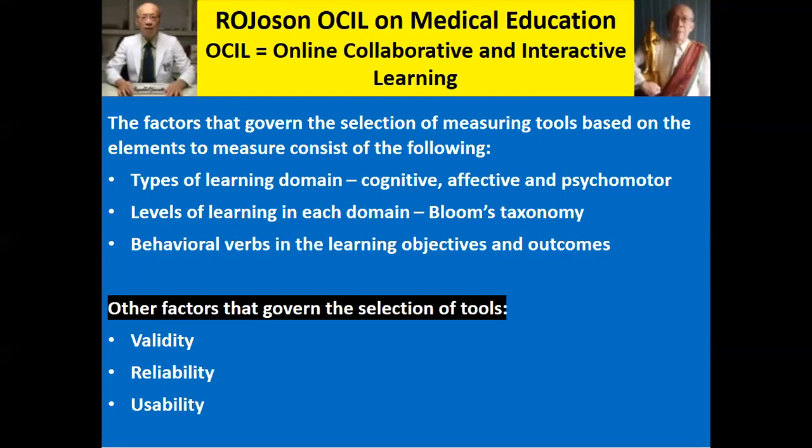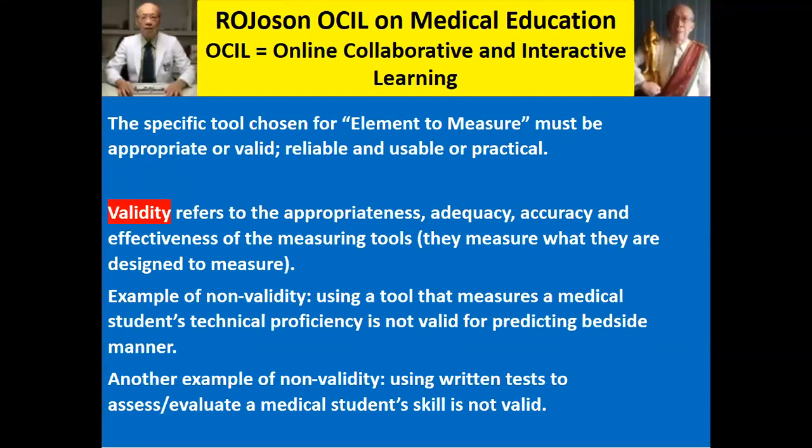The other factors that govern the selection of tools are the following: validity, reliability, and usability. The specific tools chosen for the elements to measure must be appropriate or valid, reliable, and usable or practical. We define validity as the appropriateness, adequacy, accuracy, and effectiveness of the measuring tools, meaning they measure what they are designed to measure. An example of non-validity is using a tool that measures a medical student's technical proficiency to predict bedside manners.